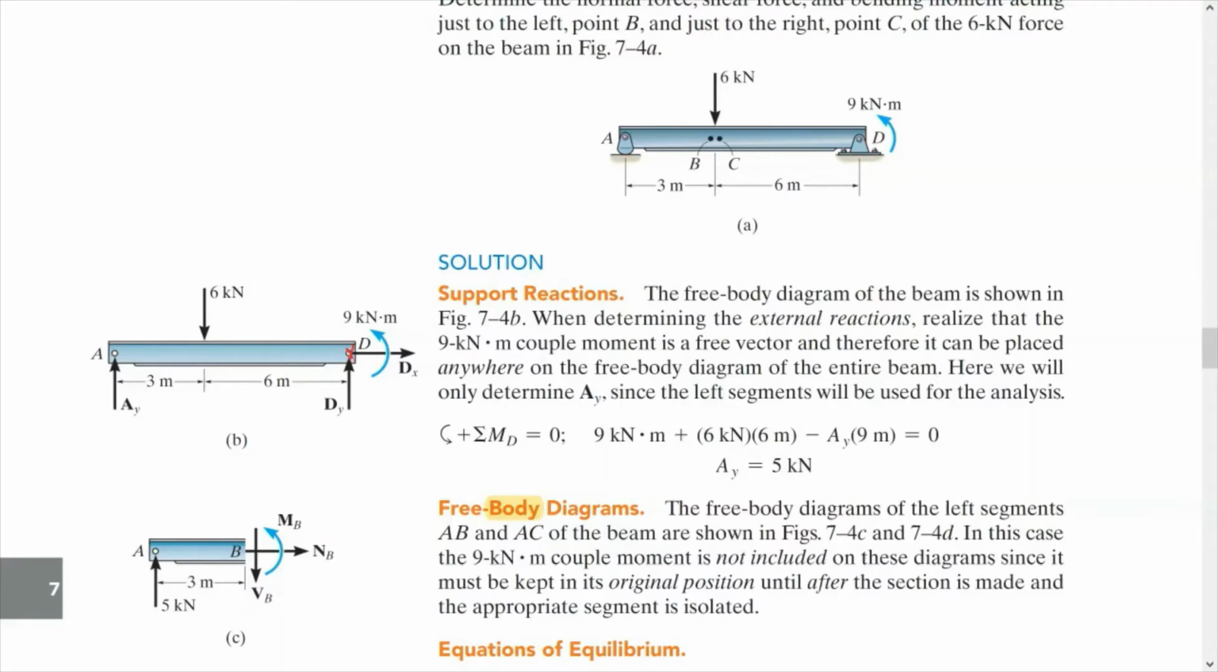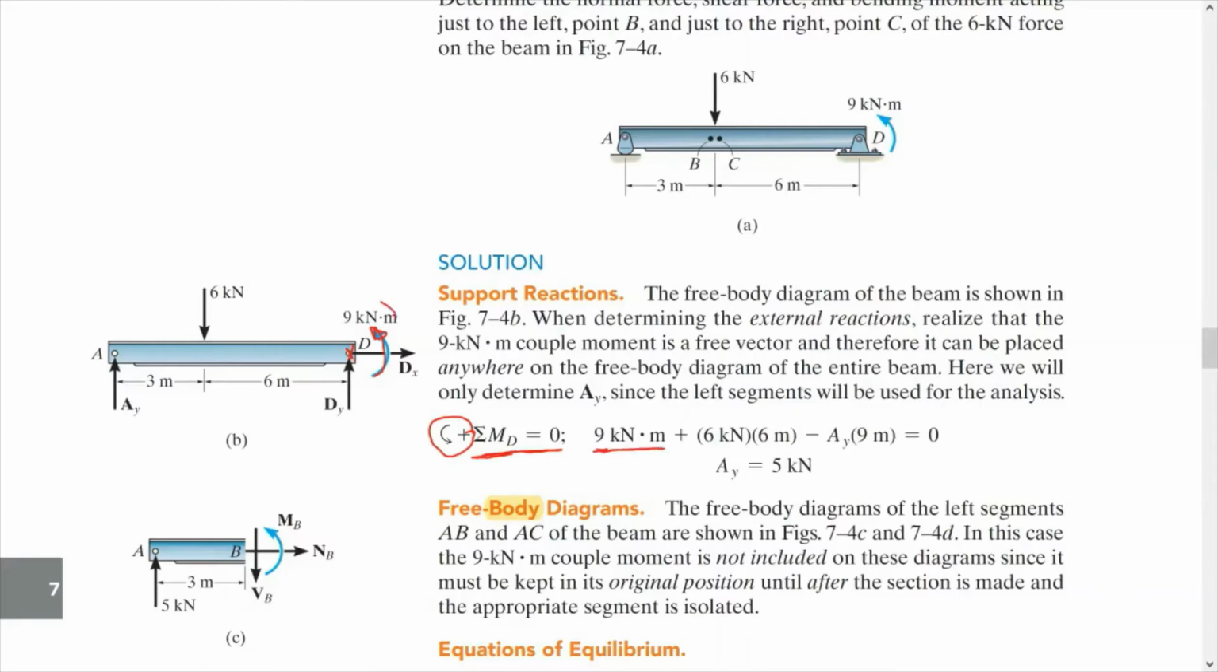And here, if we take the moment, Dx and Dy will be out, okay? So summation of moment at D is equal to 0, positive counterclockwise. This is our assumption. So at D we do have a moment here, and this moment is counterclockwise, so it's going to be positive 9 kilonewton meter.